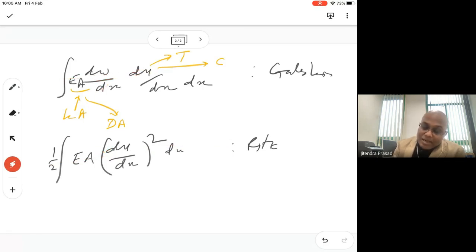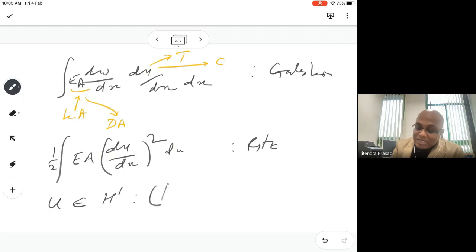So basically, U has some property: U has to belong to what we call H1. We write H1, and that really means this is kinematically admissible.